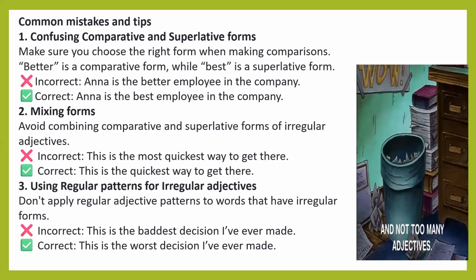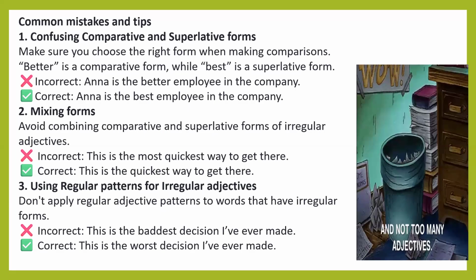There are common mistakes and tips on how to avoid errors when spotting errors while using adjectives in our sentences. Better is a comparative form, while best is a superlative form of the adjective we know very well: good, better, best. So if you are saying "Anna is a better employee in the company," no. Among all employees, it becomes "Anna is the best employee in the company."